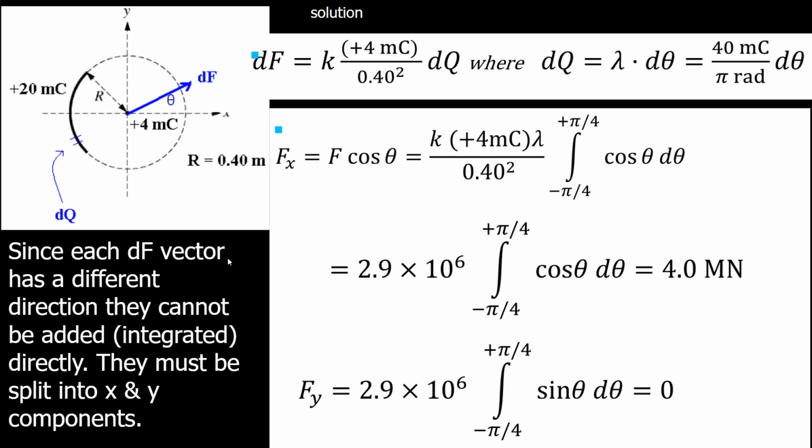Okay, so since each dF vector has a different direction, it cannot be added directly, and they must be split into XY components and integrated separately. So you can see this in the bottom procedure here. You would have to specifically write Fx as integrating all of the forces being pulled in the X component, and Fy, which is all the forces being pulled in the Y component.